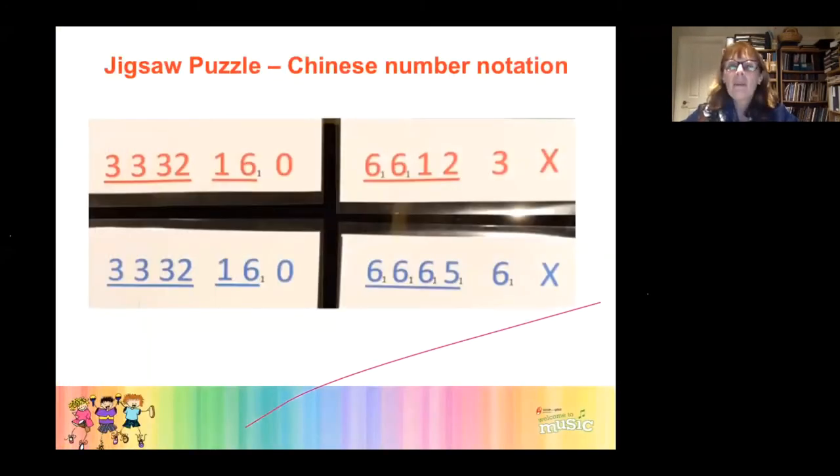Now, there's so many other aspects you can add, and I love to add Chinese number notation. So I actually put out a jigsaw puzzle with these flashcards, and they're color-coded as well. I'm not going to speak too much about the Chinese number notation. If you want to know more about it, ask me and I'll explain in the question time. But basically, instead of letter names or instead of notes on a stave, we have numbers.